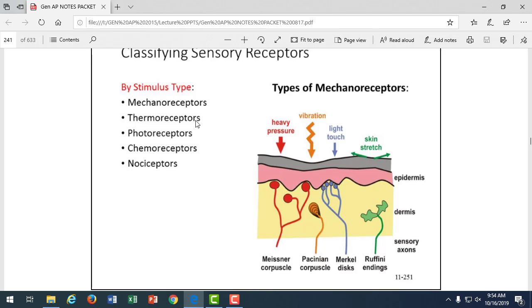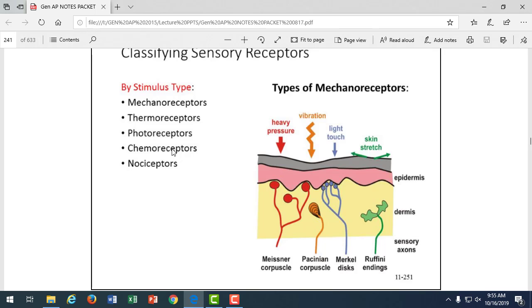Thermoreceptors, what do you think they detect? What would you guess? Temperature changes, yeah. So either cold or hot. I'll bet you everybody who took a shower this morning felt the water before they stepped in. Would you agree with that? Yeah. So in your fingertips, you can tell if it's hot or cold because of the thermoreceptors. Photoreceptors, where would we find those? In the eye, in the back of the retina.